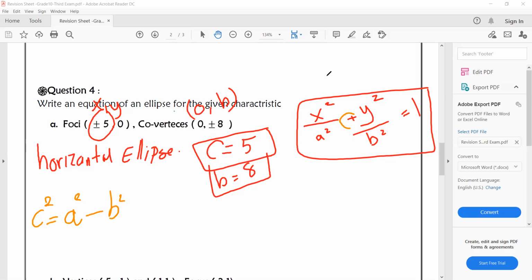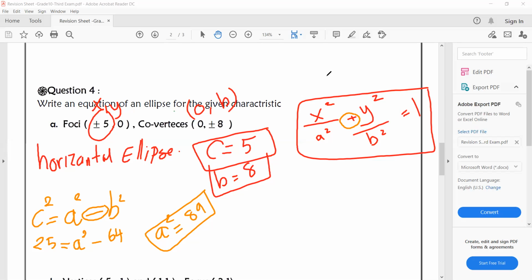As I told you, since we have a plus between them, the c has a minus. Now I have c squared, which is 25, equals a squared, which is not given, minus 64, which is b squared. From this equation you will find that a squared is 25 plus 64, which is 89. So a is the square root of 89.